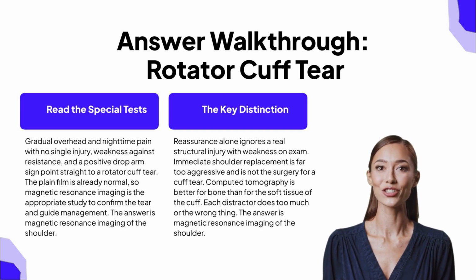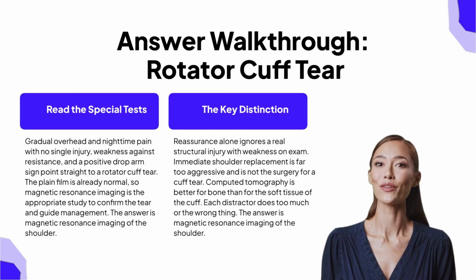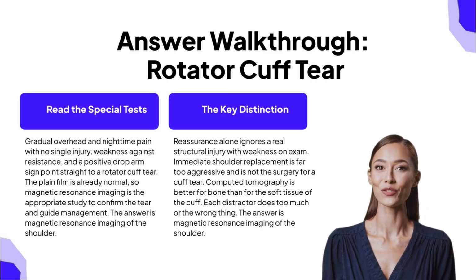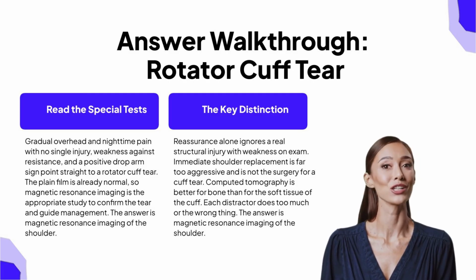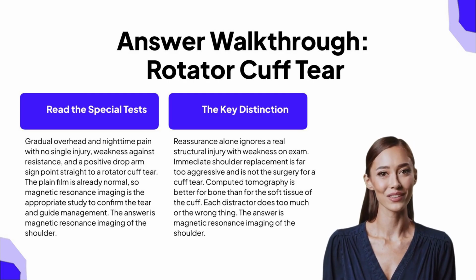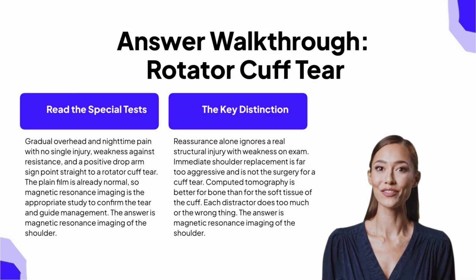Now the key distinction between the wrong choices. Reassurance with no workup ignores a real structural injury with weakness on exam. Immediate surgical referral for a shoulder replacement is far too aggressive and is not even the surgery for a cuff tear. Computed tomography is better for bone than for the soft tissue of the cuff, so it is the wrong imaging choice here. Every distractor does too much or the wrong thing. The correct answer is magnetic resonance imaging of the shoulder.